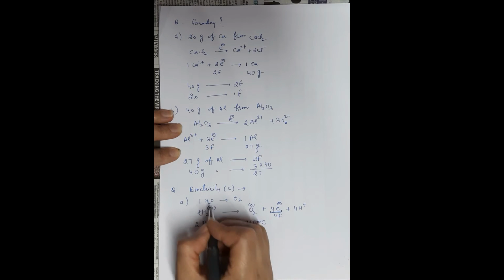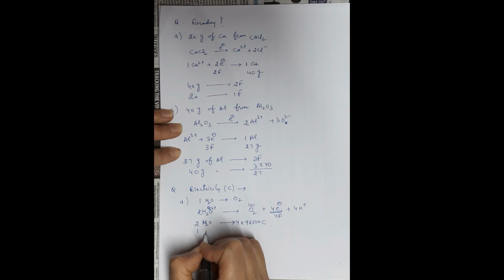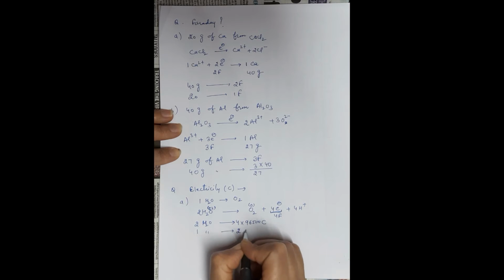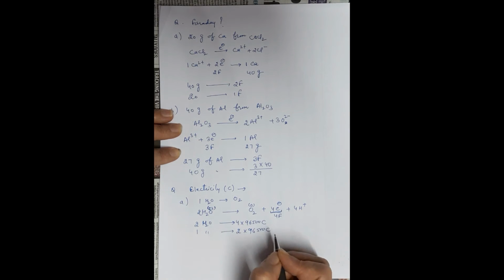But we have to do it for 1 mole of water. 1 mole of water requires 2 into 96500 coulomb. That is 2 Faraday.